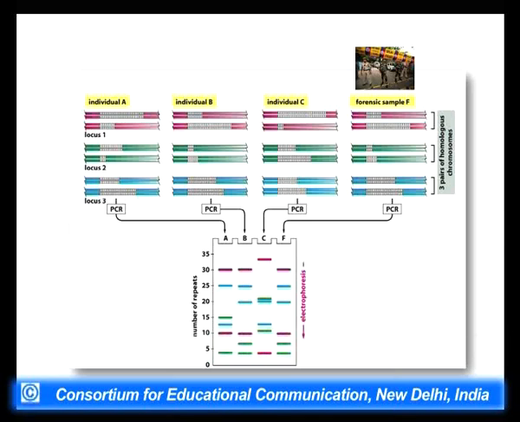So if you can see over here, the B sample has a similar pattern to the sample collected from the forensic side. So we can clearly say that B is the individual who has committed the crime, and on the basis of this we can arrest that person. Now we have enough evidence because DNA evidence is regarded as one of the most trustable evidence, and person B can be arrested for this crime.